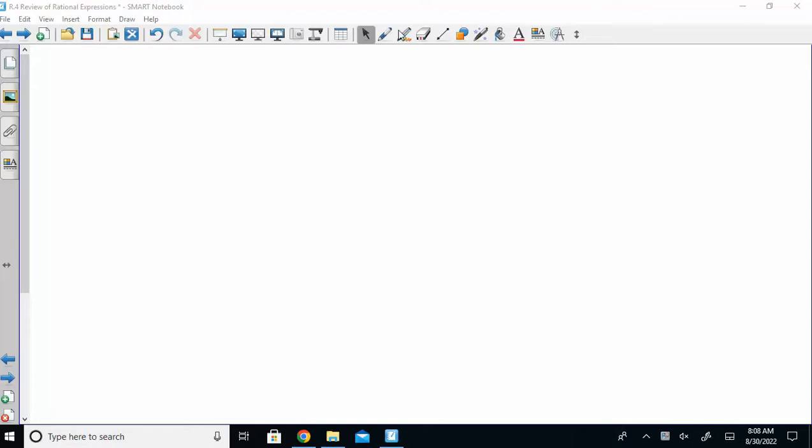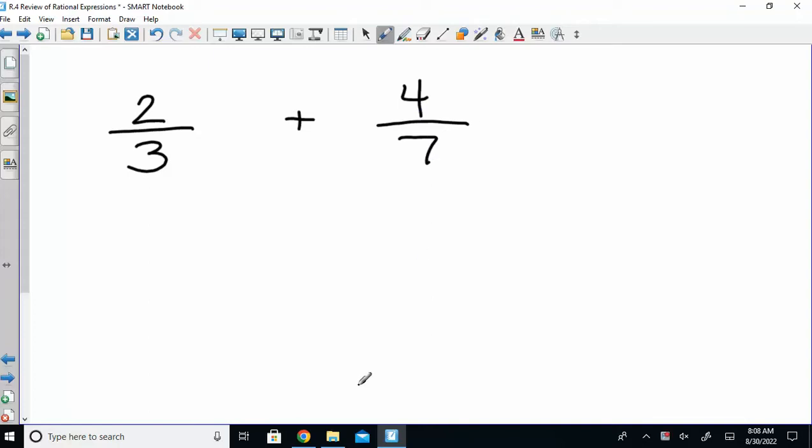If I gave you 2/3 plus 4/7, and I told you to add that without grabbing a calculator. If you want to add or subtract fractions, what do you have to have? Okay, what would that be?